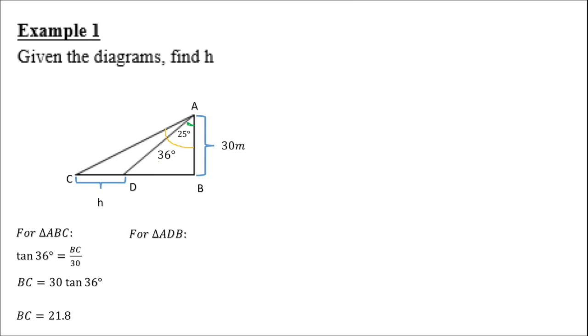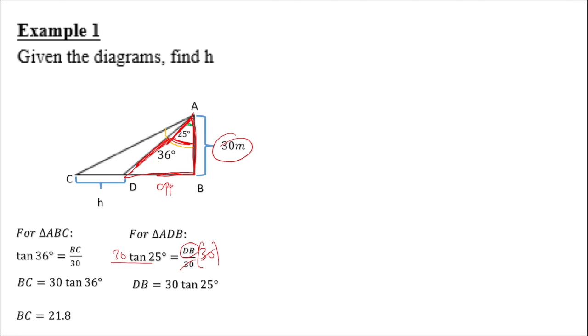For my triangle ADB, that's a small one, A to D to B, we have our angle, 25. Our adjacent side is 30, and we want our opposite side. We use the same ratio. Tan of 25 degrees equals DB over 30. Multiply both sides by 30. We end up with DB equals 30 times tan of 25. We plug that into our calculator, we get DB is equal to 14.